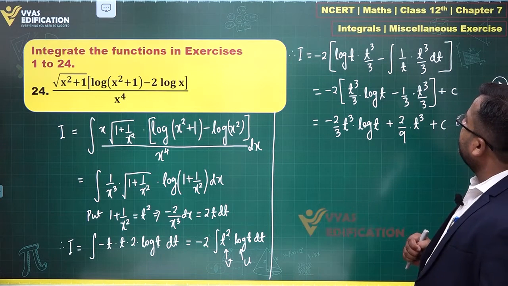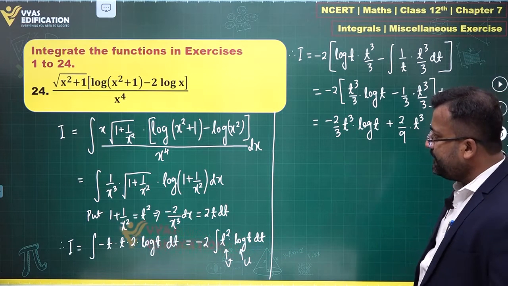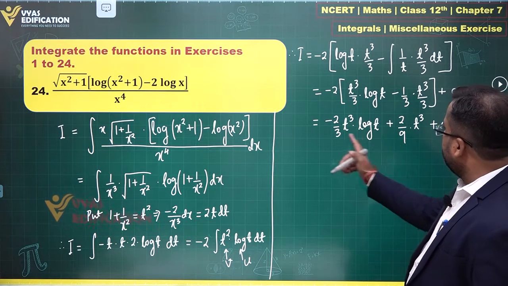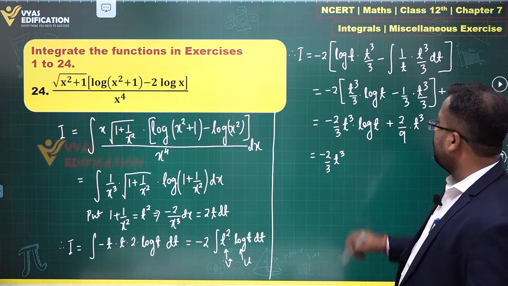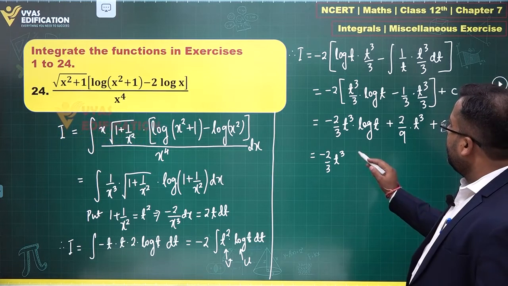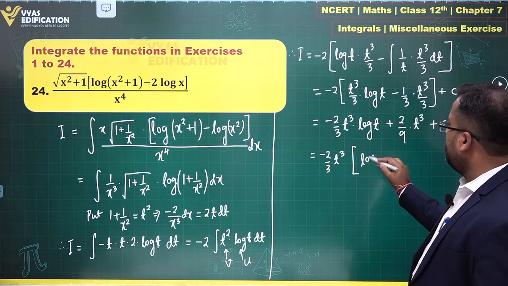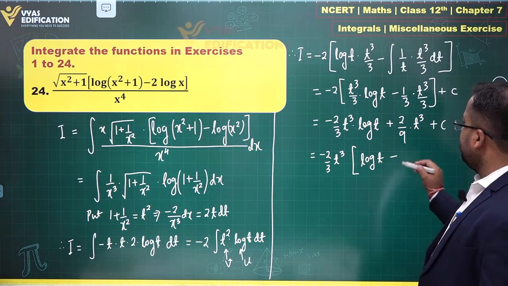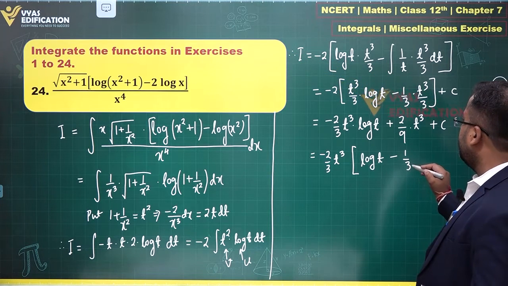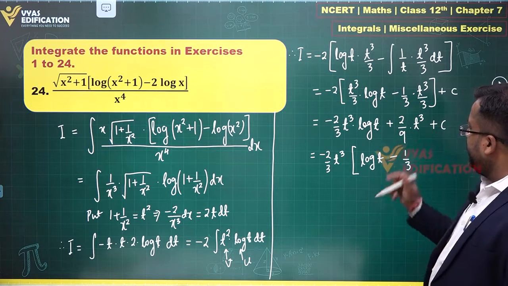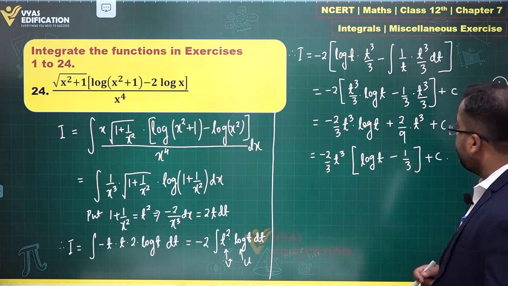So what do we have? Yes, we have minus 2 over here and minus 2 by 3 t power 3 can come out common. And what remains in the bracket is log t minus, if 2 by 3 has gone out, this will be 1 by 3, and t cube has already gone out. This is what you get plus a constant of integration. This is what we seem to get.